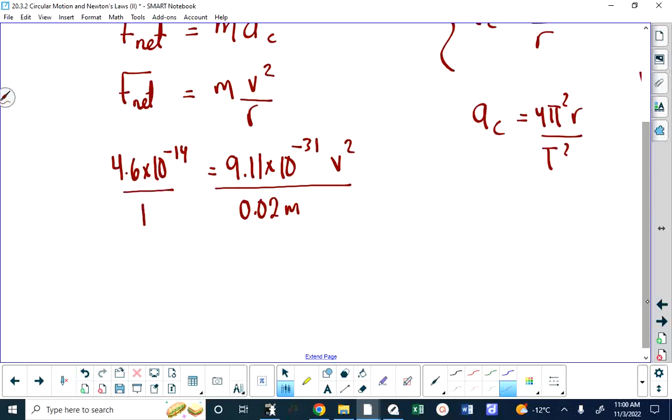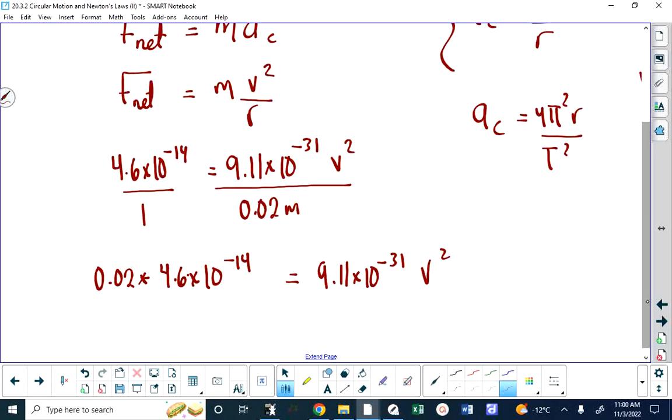Well, if I cross multiply, 0.02 times this number will be equal to this number times v squared. So all I'm doing is cross multiplying. I'm taking the bottom of one side times the top of the other and setting those two results equal to each other. And I can do that because it's just a fraction equal to a fraction.